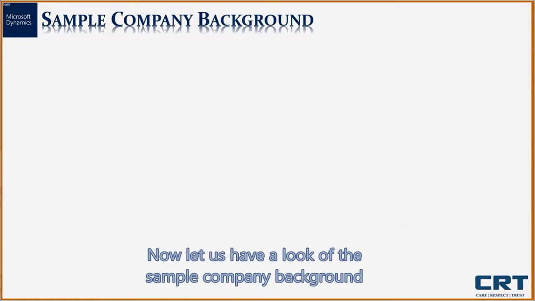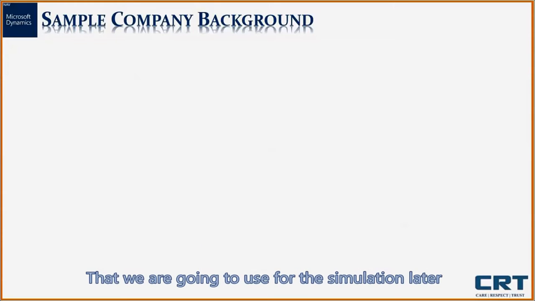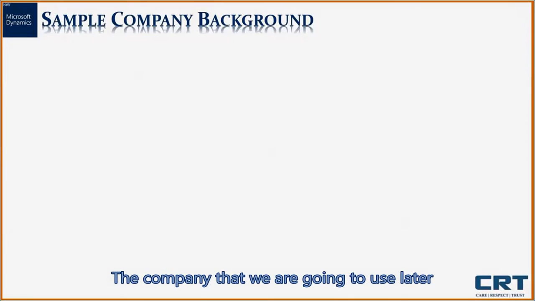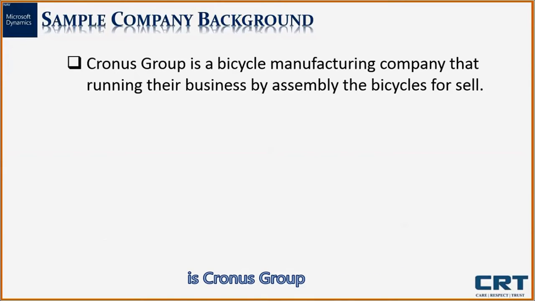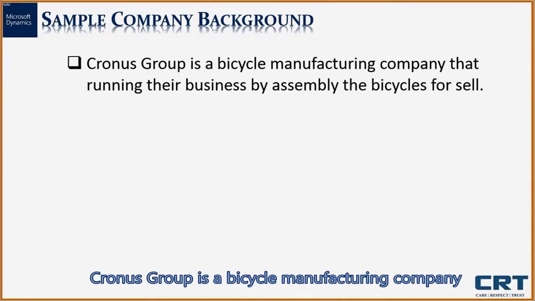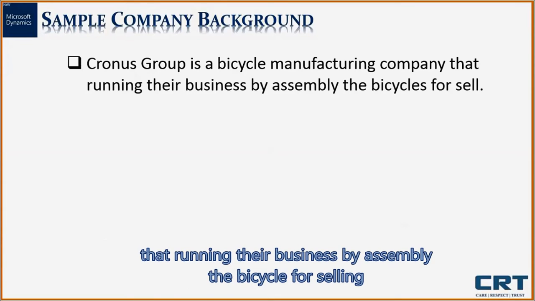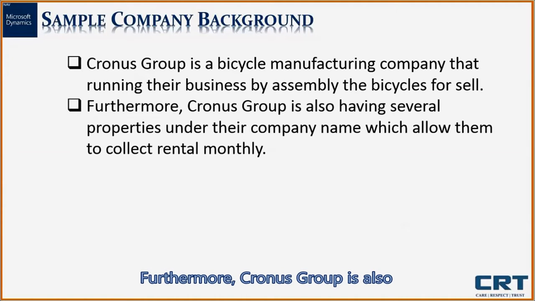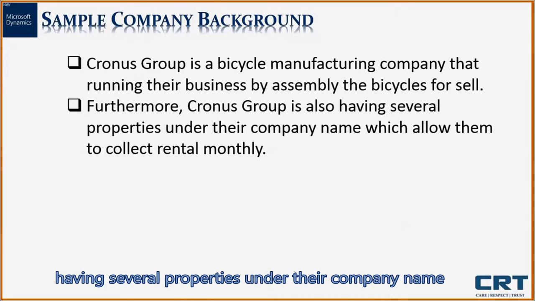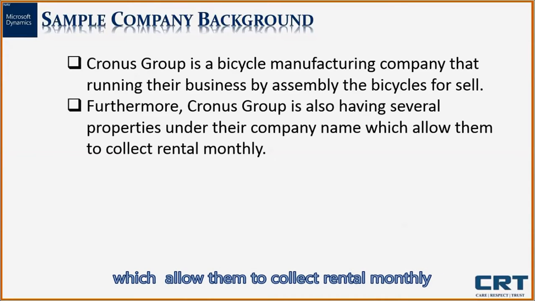Now, let's have a look at the sample company breakdown that we are going to use for the simulation later. The company that we're going to use is Kronos Group. Kronos Group is a bicycle manufacturing company that runs its business by assembling bicycles for selling. Furthermore, Kronos Group also has several properties under its company name, which allow it to collect rental monthly.